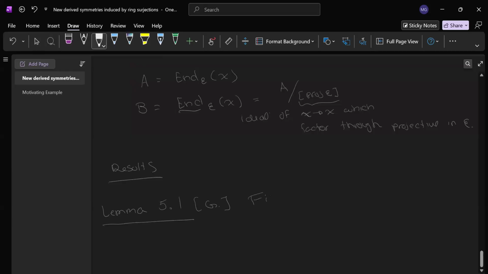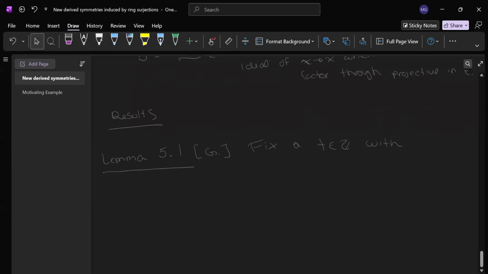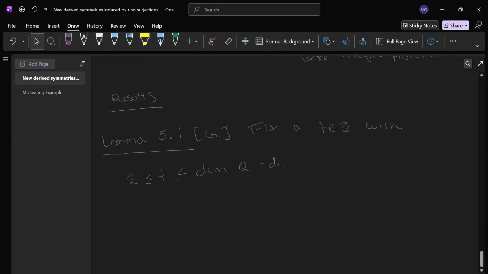So let's say we fix an integer t, which is bounded by 2 and the dimension of R, which we'll call D. Then the following are equivalent.